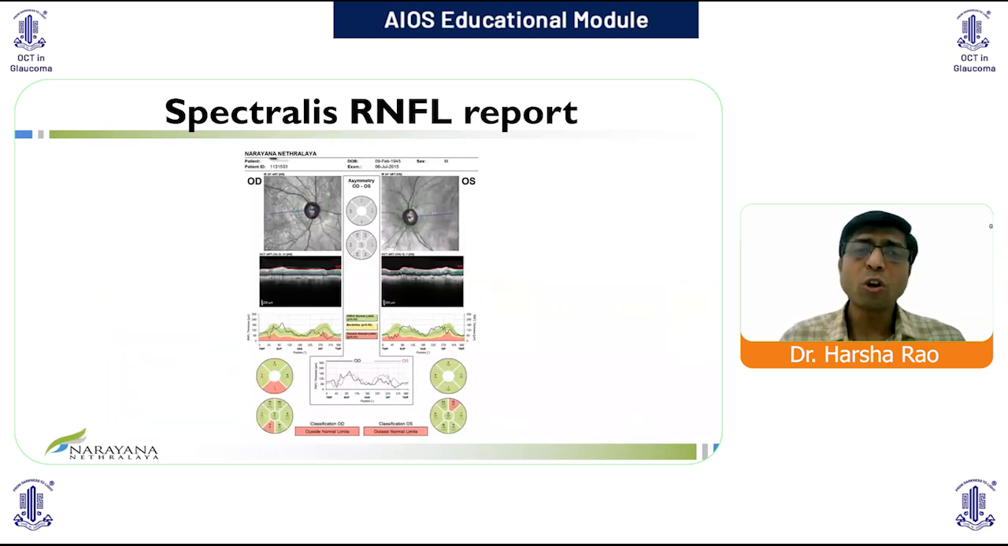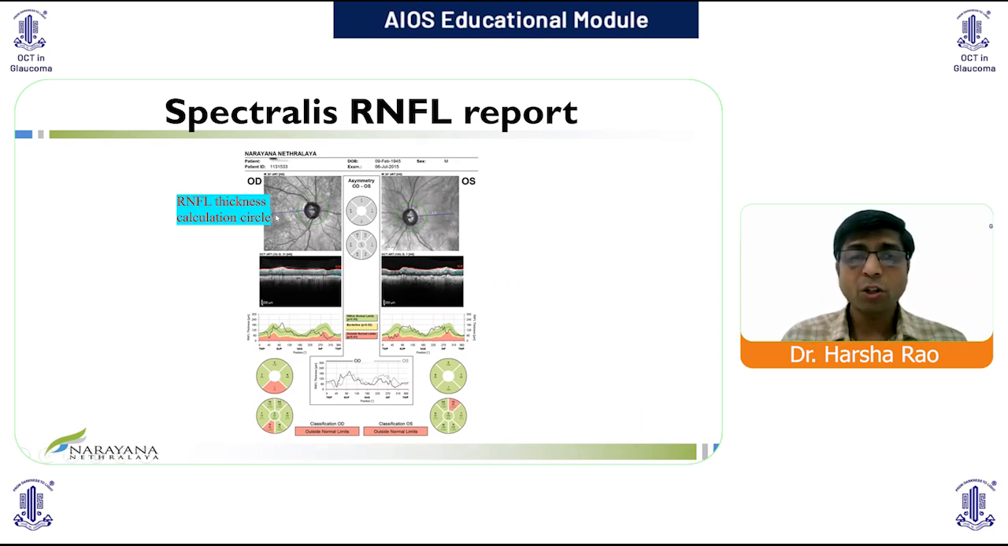The other most commonly used OCT machine is the Spectralis from Heidelberg. This is how a Spectralis RNFL report looks. Interpretation is once again very similar. We have the patient details. Then we have the RNFL calculation circle here in the SLO image, which shows the calculation circle in green. And there's a blue line which passes from the fovea to the center of the disc. This is called the fovea disc axis.